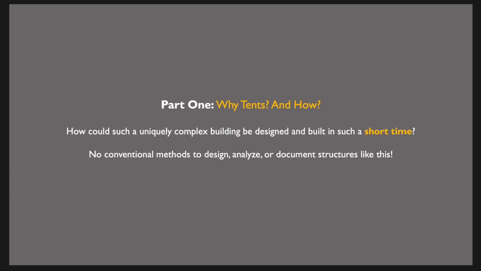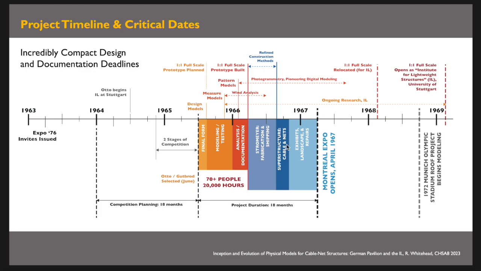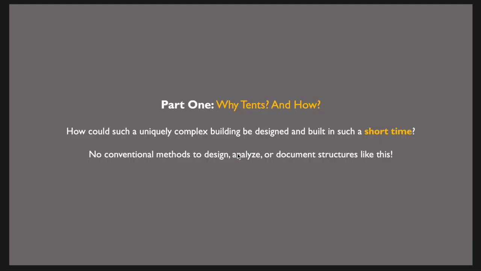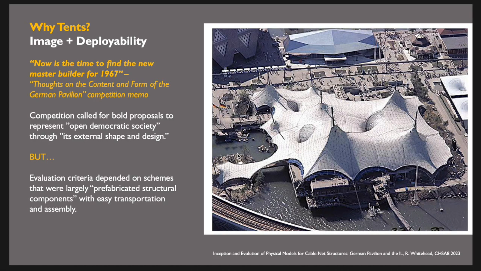And then how? How could a uniquely complex building be designed in such a short amount of time? If you had such a compressed timeline, why would you say, let's do something that's never been done before, right? There's no conventional methods to design, analyze, or document structures like those tents. Otto, as you hopefully know from other perspective and research on this, had been doing tents for many, many years at this time. So a worldwide expert at it, but there was no tent that was this large.